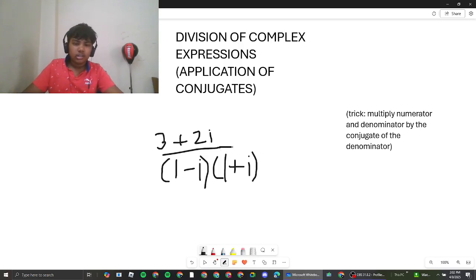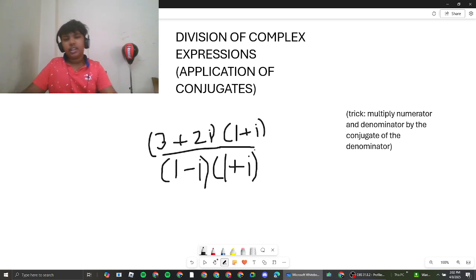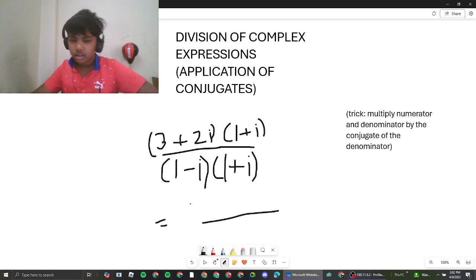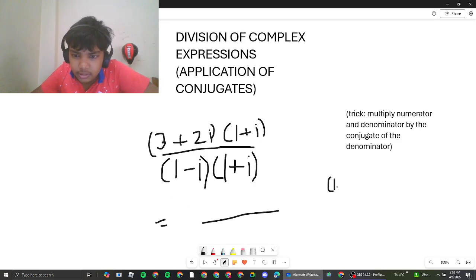And if we do this, we're going to multiply this by 1 plus i. Okay, first let's multiply this out. So if we simplify this, wait, let's do this on this side: 1 minus i to 1 plus i.